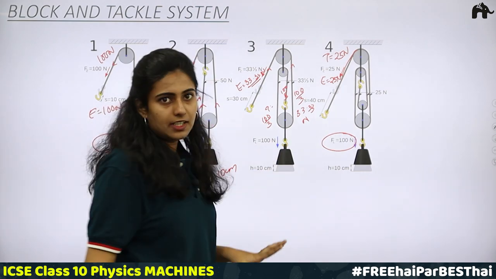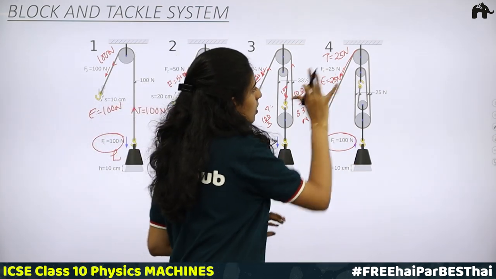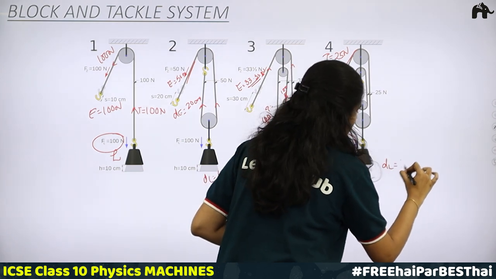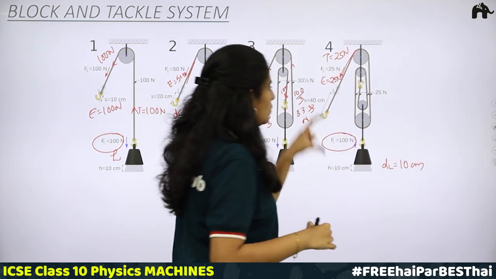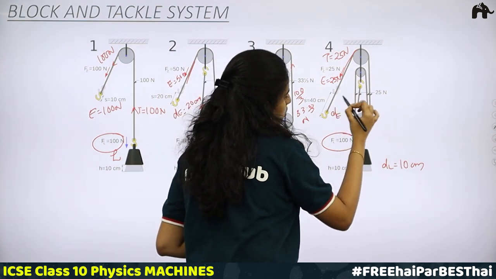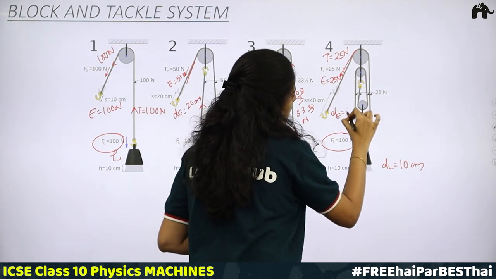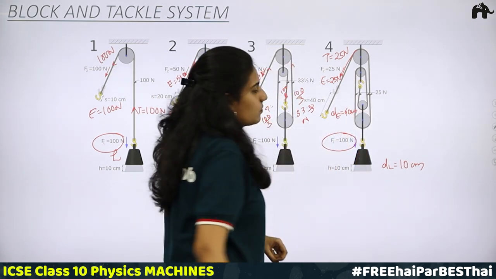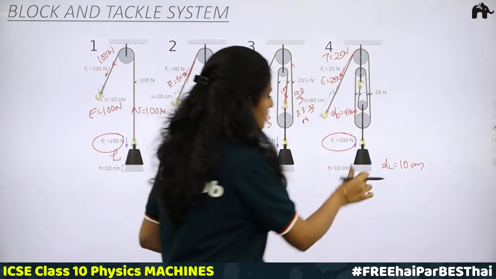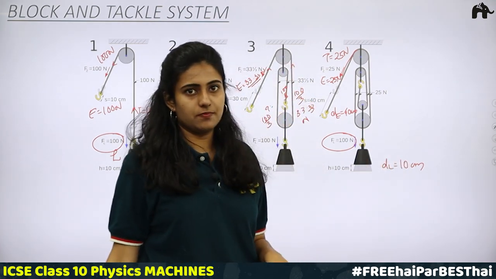It has reduced, right? Yes. What about the distance moved? Here, to lift the load by 10 centimeter distance, you will have to move the rope. That is, the effort should travel a distance of 40 centimeters. When you move the rope through 40 centimeters only, then you can lift it by 10 centimeters.